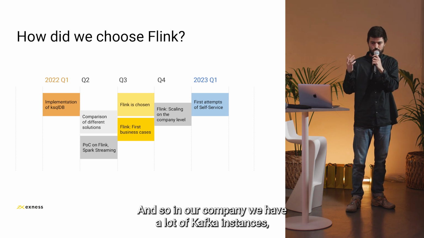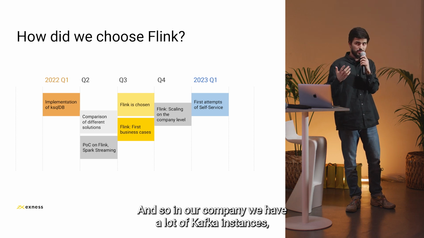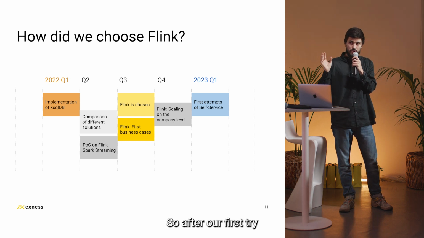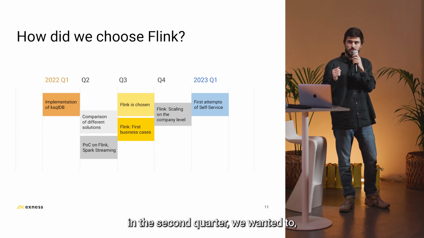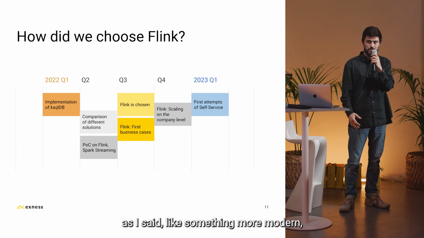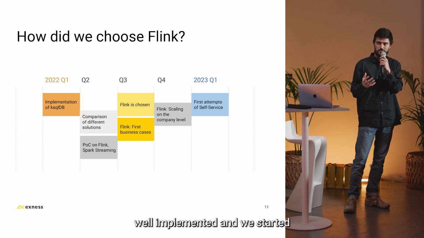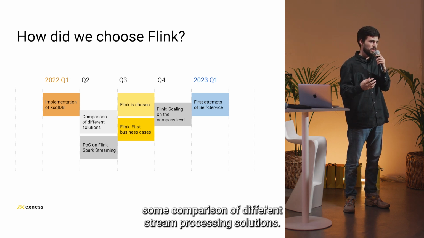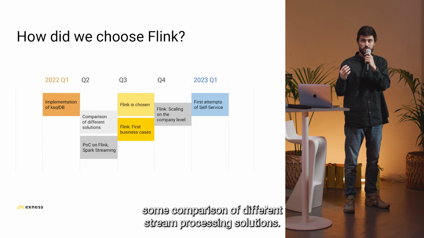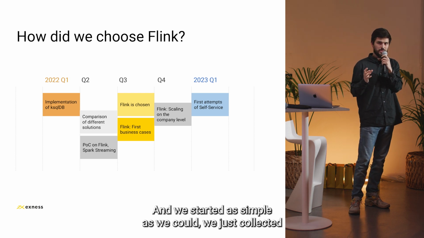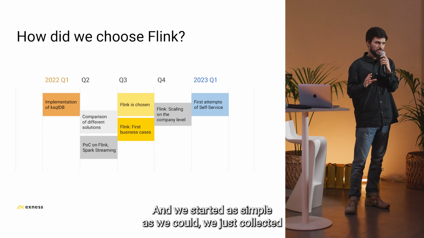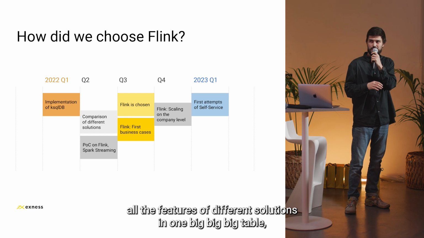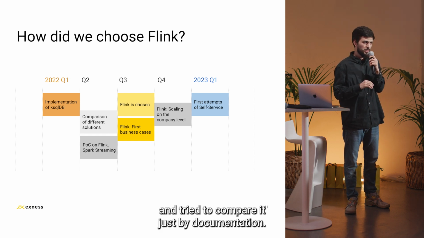And so in our company, we have a lot of Kafka instances, so we needed something more complex. So after our first try, in the second quarter, we wanted, as I said, something more modern and well-implemented, and we started some comparison of different stream processing solutions. We started as simple as we could. We just collected all the features of different solutions in one big table and tried to compare just by documentation.